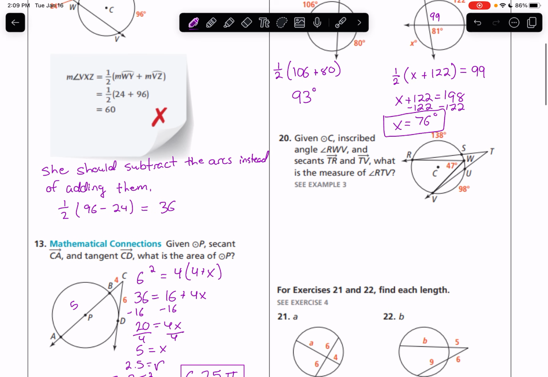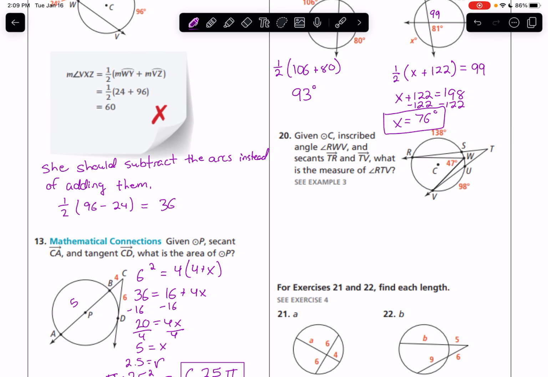Number 20, here we've got an inscribed angle and we have a secant angle. We want to find the measure of angle RTV, which is the secant angle. We know our inscribed angle has a measure that is half of the measure of the intercepted arc. So we're doubling 47 to get the measure of the intercepted arc. When we do that, that is going to be 94.